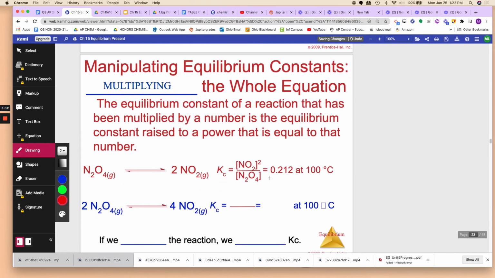Okay, that's one. What if you multiply the whole equation? Let's see what happens to Kc. So here's N2O4, here's NO2, here's the K equilibrium, products to the power of 2 over reactants to the power of 1, and it's 0.212. What if I double it? This used to be 1, now I doubled the reaction. I multiplied it, and I'm taking the 2 and doubling it. So your new Kc would be NO2 to the power of 4 now, divided by N2O4 to the power of 2.